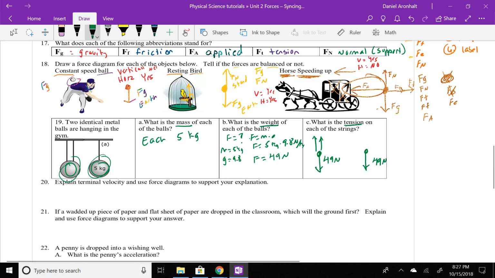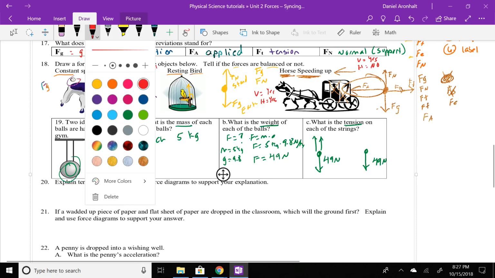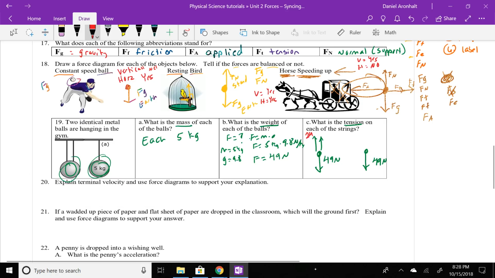But there's 2 strings here. So what's that going to be? Well, the strings are going to share the load. So it's going to be 49 divided by 2, basically: 24.5 newtons for this string and 24.5 newtons for that string. While this one over here is only 1 string, and that's going to be all 49 newtons for that 1 string.